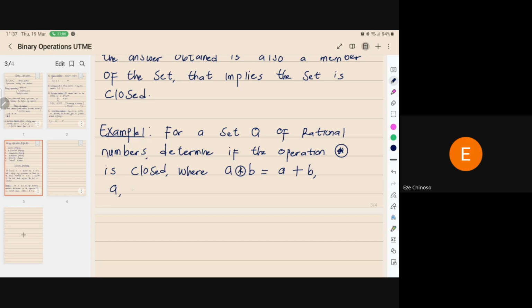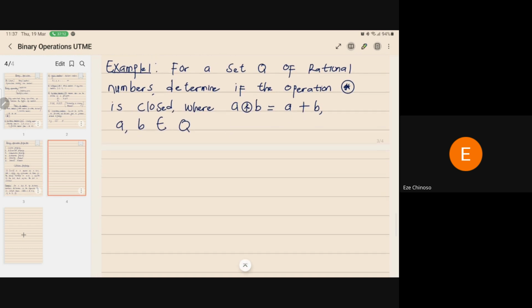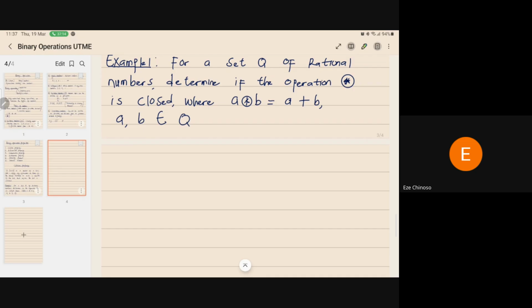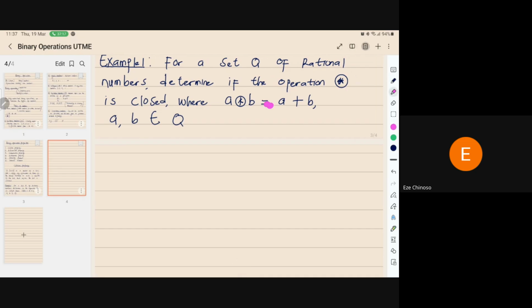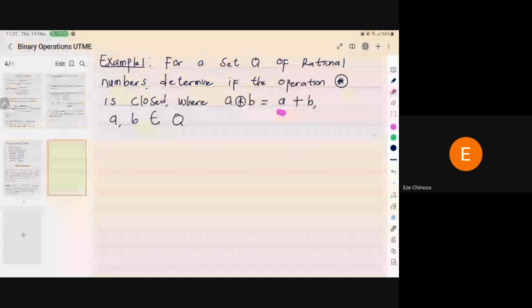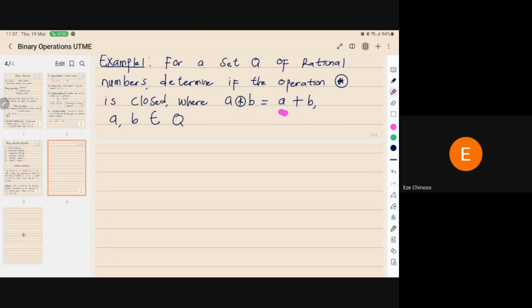So they said that A comma B are elements of what? Q. Remember that Q is the set of rational numbers. So what are we going to do? If you check, this symbol here is representing addition, right? They will give us a symbol, but it should represent either addition, subtraction, or multiplication, because these are the three operations that we could do on a binary operation, right? So that said, what am I going to do to actually show that this is closed?